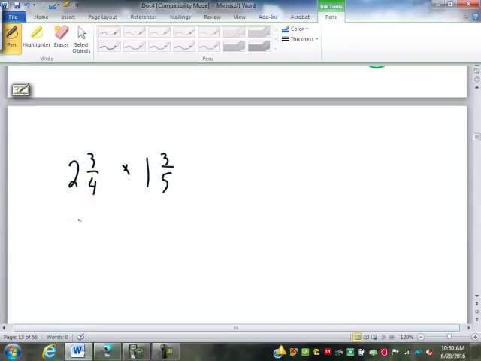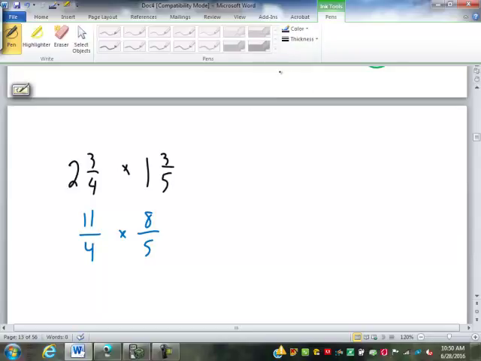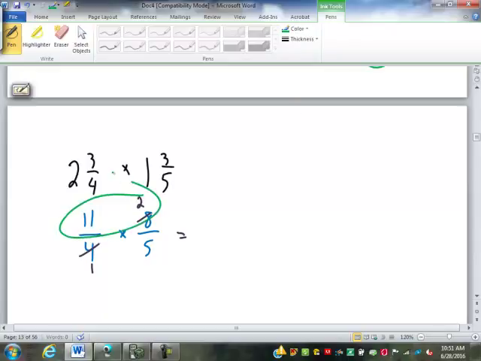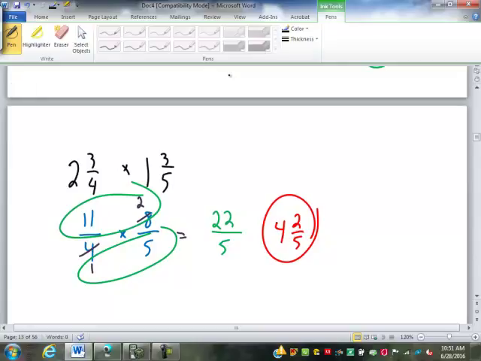Okay, 4 times 2 plus 3 is, careful, 11/4, right? Over here, 5 times 1 plus 3 is 8/5. And then 4 and 8 reduced to 1 and 2. And then 11 times 2 is 22. 1 times 5 is 5. 5 goes into 22 4 times, with 2 left over. Not so bad? Okay.